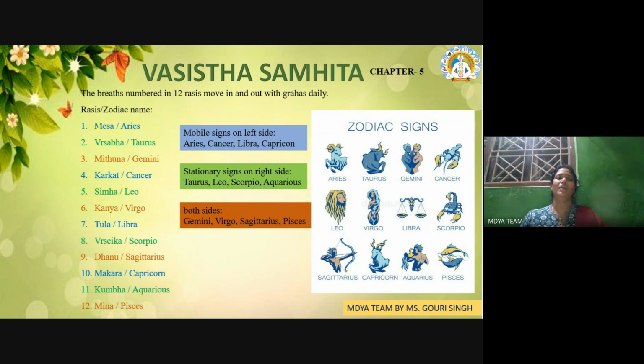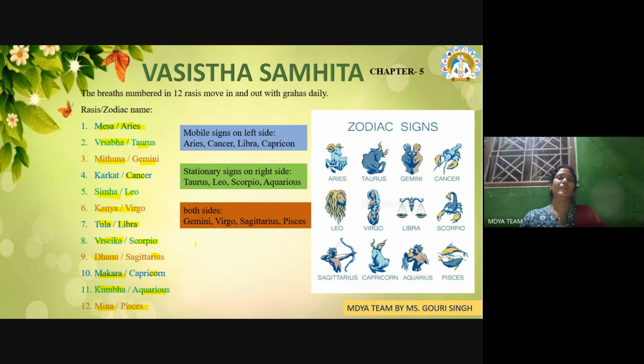It is mentioned the measure that we know: Aries, Vrishabha, that is Taurus, and Mithuna, that is Gemini, and Karkata, that is Cancer, and Simha, that is Leo, and Kanya, that is Virgo, and Tula, that is Libra, and Vrishchika, that is Scorpio, and the ninth one is Dhanu, that is Sagittarius, and the 10th one is Makara, that is Capricorn, and the 11th one is Kumbha, that is Aquarius, and the 12th one is Meena, that is Pisces.